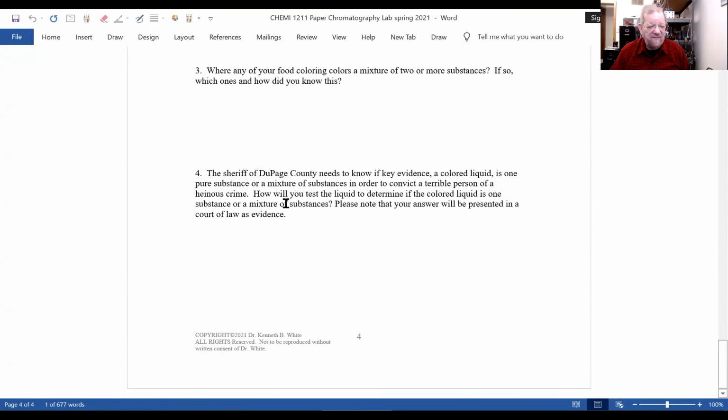And I also have a fun one. Number 4: the sheriff of DuPage County needs to know if the key evidence, a colored liquid, is one pure substance or a mixture of substances in order to convict a terrible person of a heinous crime. I'll let you fill in what heinous crime you want to convict that person of, and you will say how you will test the liquid to determine if the colored liquid is one substance or a mixture of substances. Please note that your answer will be presented in a court of law as evidence.